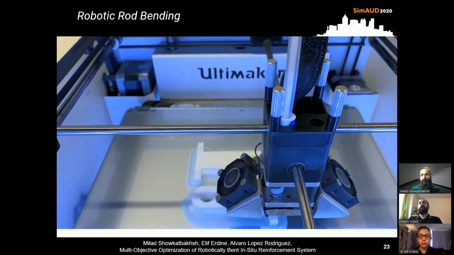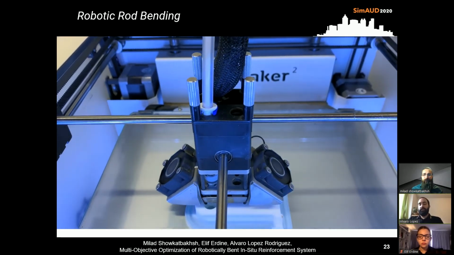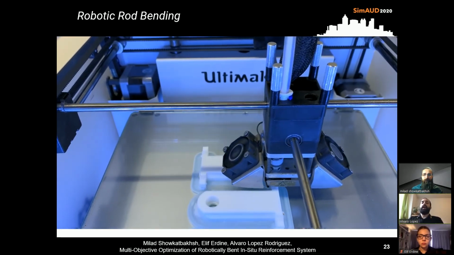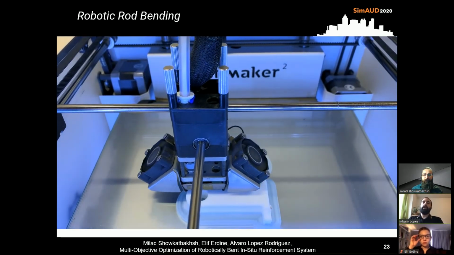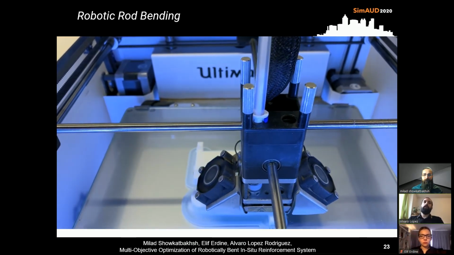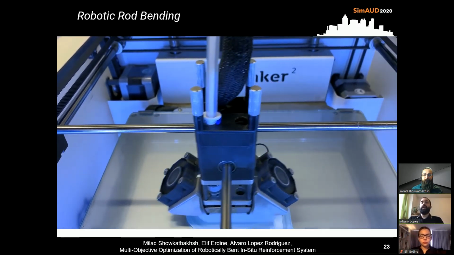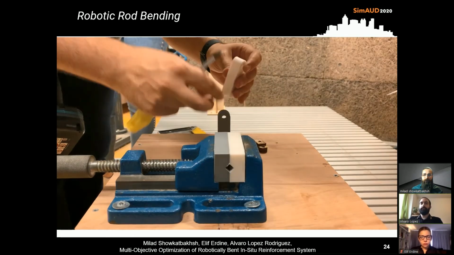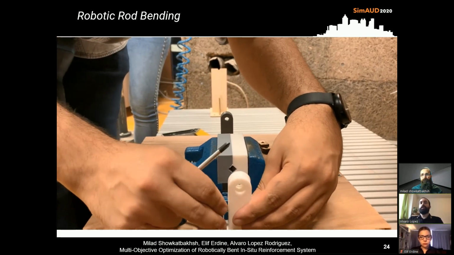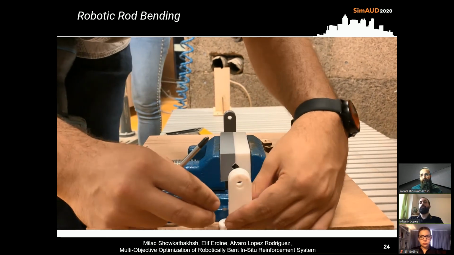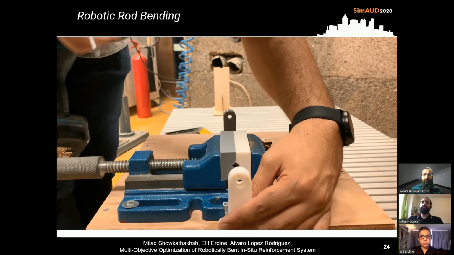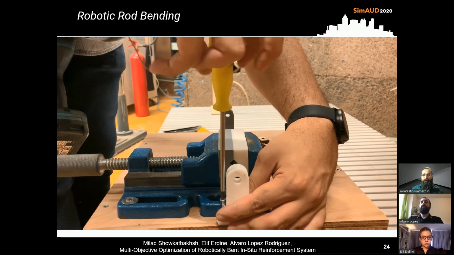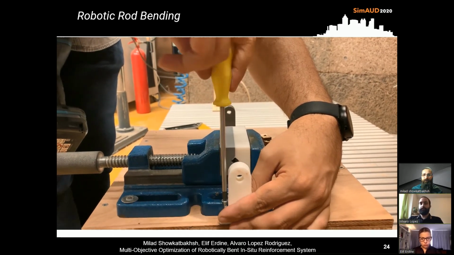So all the jigs were bespoke for this specific robot bending system, and they were all 3D printed since they were quite experimental. We used jigs for both fixing and guiding the rods into the fixing surface. And also, as you can see here, we use a vise to ensure that the rods were completely fixed during the bending process.